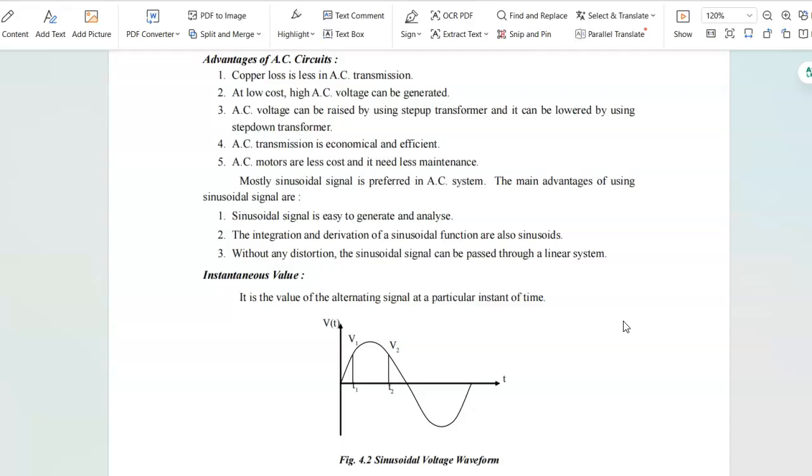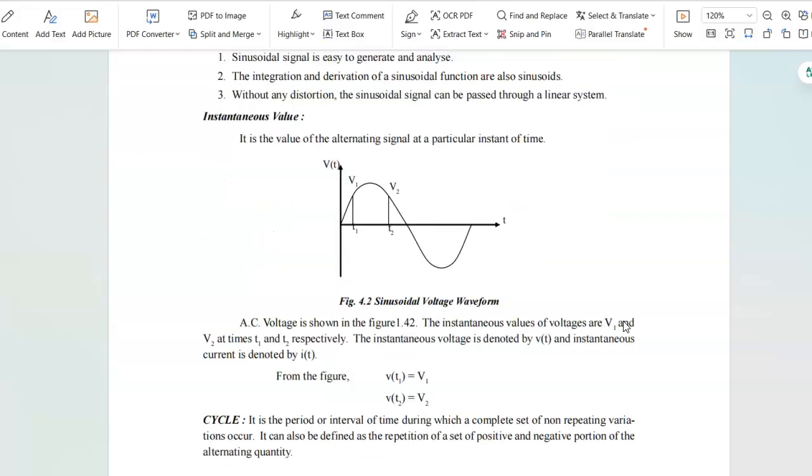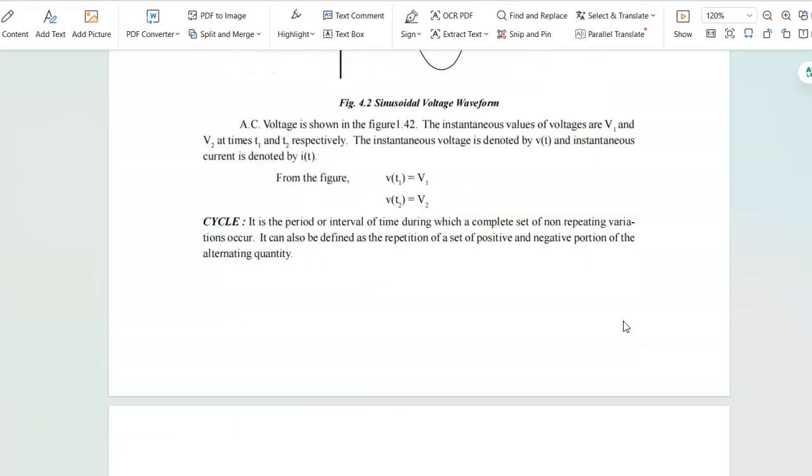And instantaneous value is the value of the alternating signal at a particular time instant. It is called instantaneous value. And cycle is the period or interval of time during which a complete set of non-repeating variations occur. This is called a cycle, and it can also be defined as the repetition of a set of positive and negative portions of the alternating quantity.